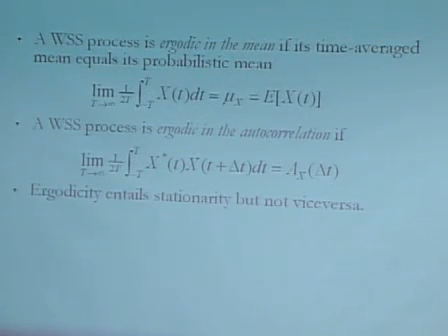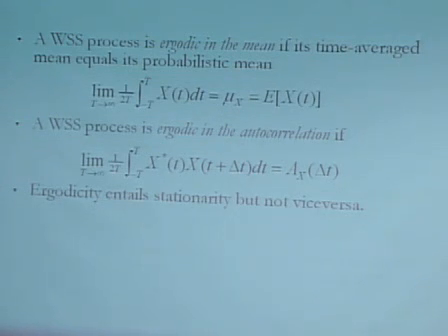Another notion that's extremely important: ergodicity. A wide-sense stationary process is called ergodic in the mean if its time average mean equals its probabilistic mean. Now let's be careful not to confuse these two notions. So let's go to this example here. The time average mean of this particular realization is integrating this function over time and dividing by the time, so computing the average of this function.